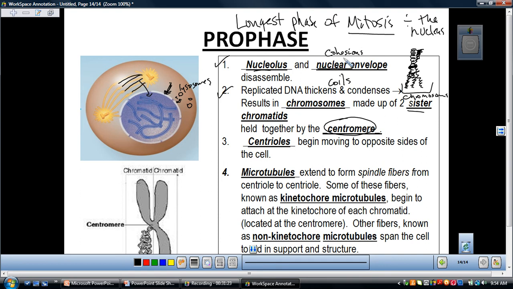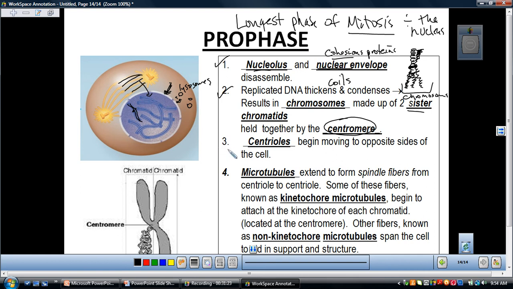If you think about it, it makes sense. Cohere means stick together. So they're cohesin proteins that hold together those sister chromatids all along the length. So you can see in this picture how there's one, there's the other one cohering, and it's joined at the centromere as well as by cohesin proteins through the length of it.